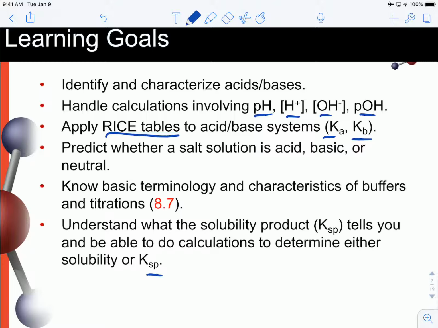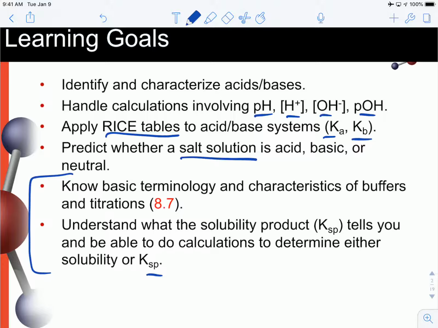You'll also need to be able to predict whether a salt solution is acidic, basic, or neutral. Now your book does some calculations on that. You're not responsible for the calculations. You're just going to be able to identify the salts and tell whether the solution would be acidic, basic, or neutral. This is where Chapter 16 comes in, down here.